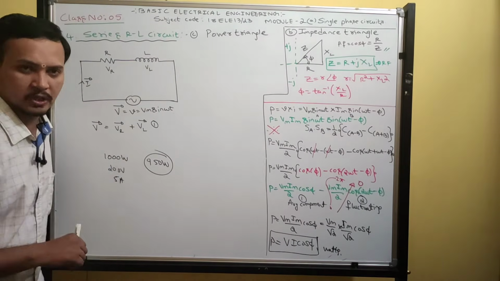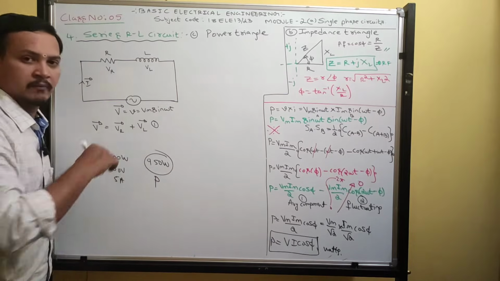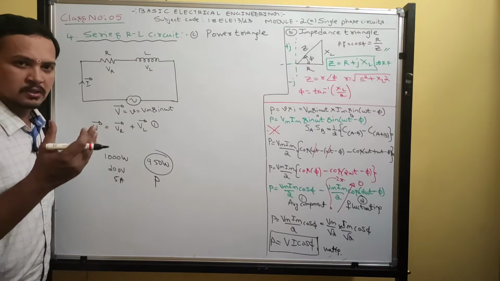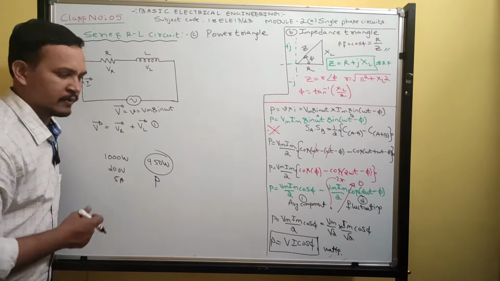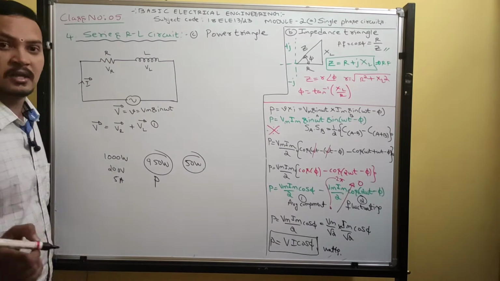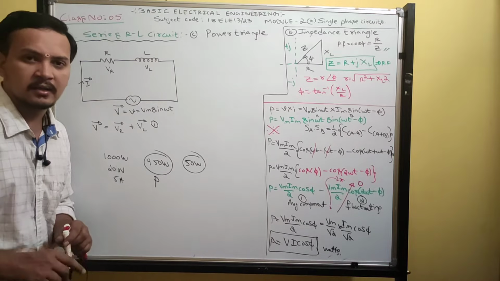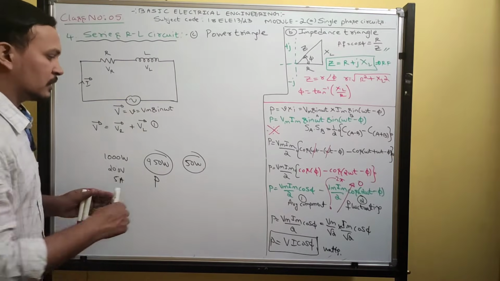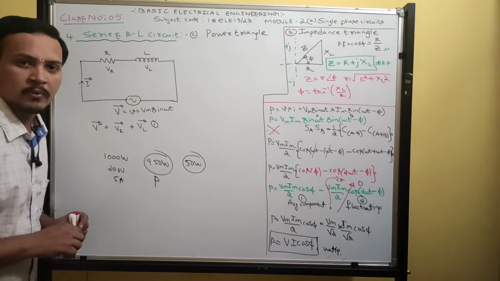950 watt only consumed. That is called active power, the amount of power that is used. And the remaining 50 watt is getting wasted in the form of heat. So that power is called wasteful power.